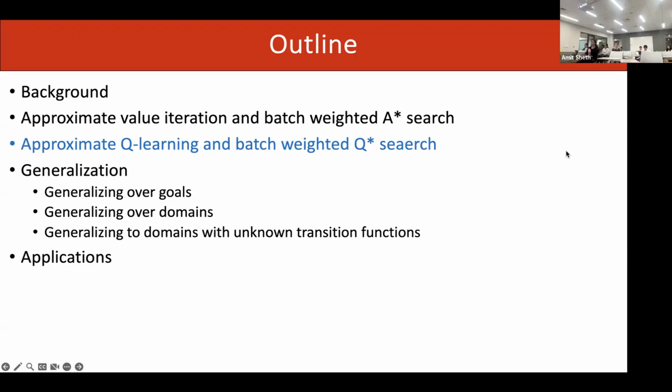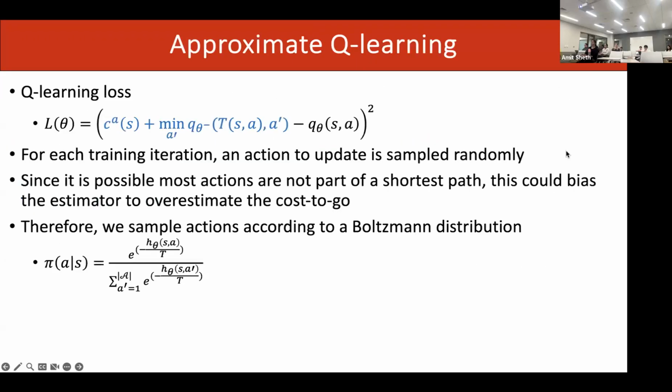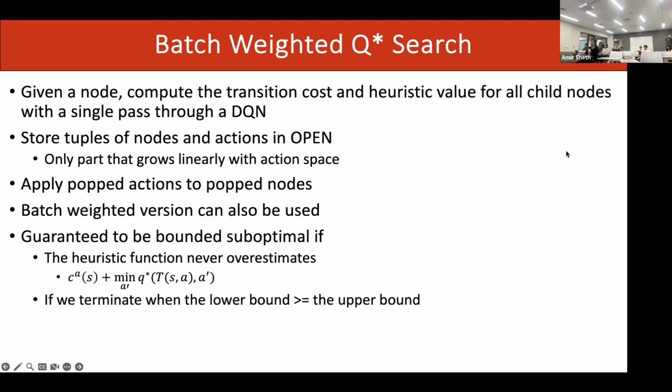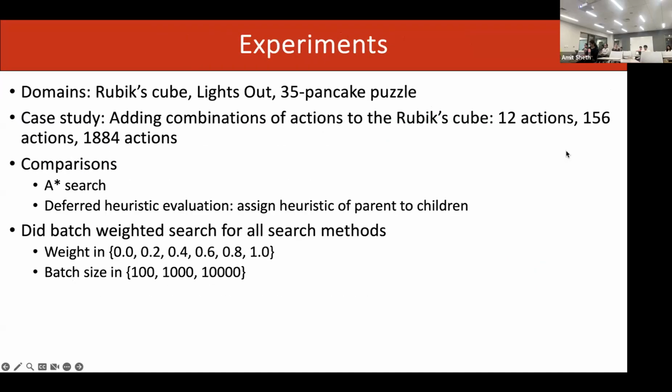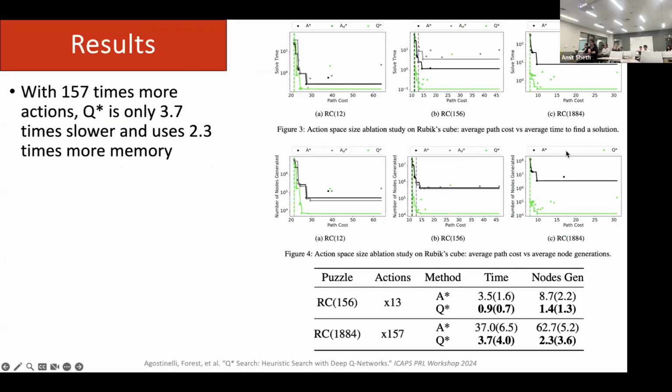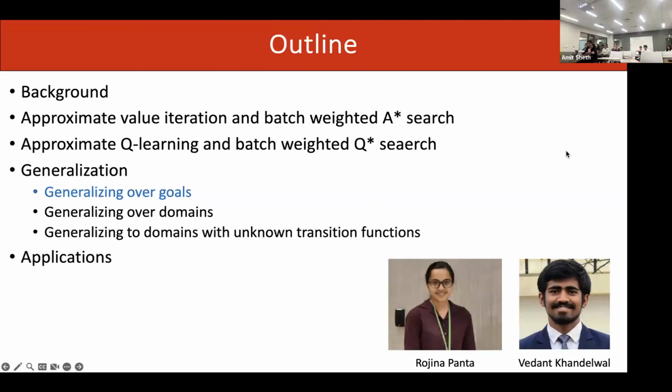Okay, I don't have the time to go into this, but if you have a lot of actions, search can be slow and we modify things so that search is faster, even if you have a whole bunch of actions. Okay, so now let's talk about generalization.